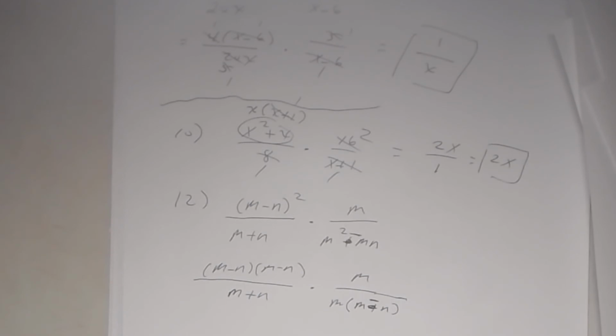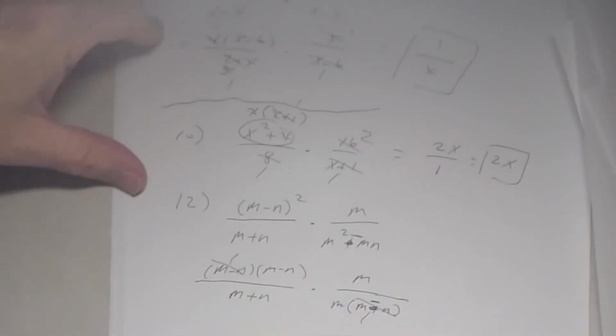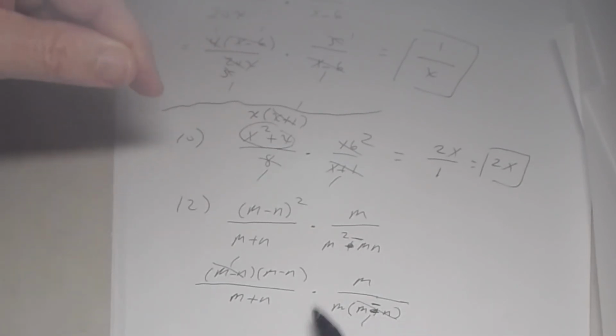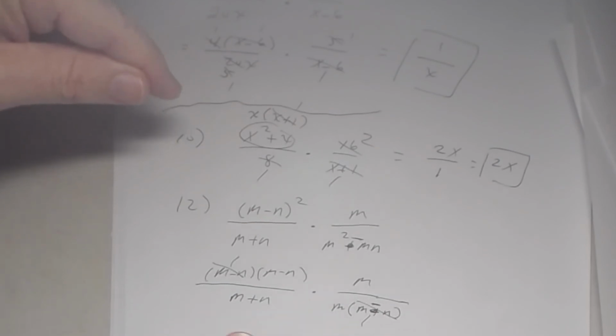What's the first factor that you see in the numerator? M minus n. Is there an m minus n occurring as a factor in the denominator? Yes. So cross that out. One's in their places, a factor of one is left. What's the next factor that you see? M minus n. Is there an m minus n in the denominator? Not anymore.